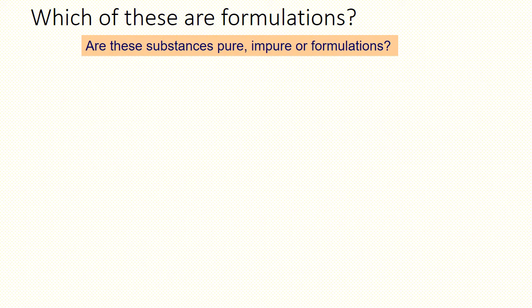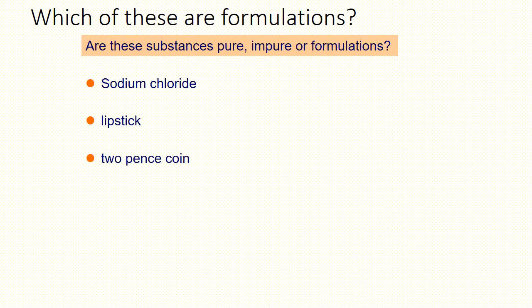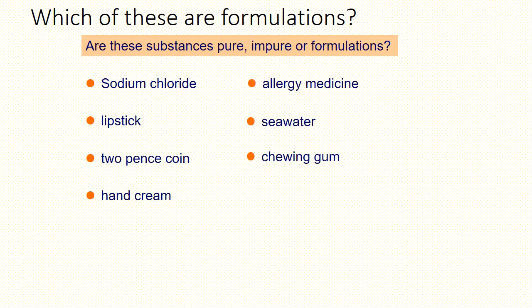So, two activities for you to have a go at. Are these substances pure, impure, or formulation? So we've got sodium chloride, lipstick, 2p coin, hand cream, allergy medicine, seawater, chewing gum, and hand cream. So pure, impure, or formulations. Pause video.